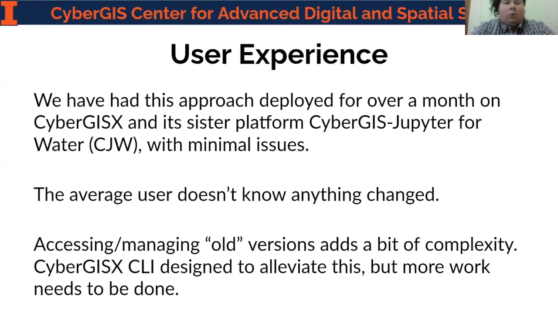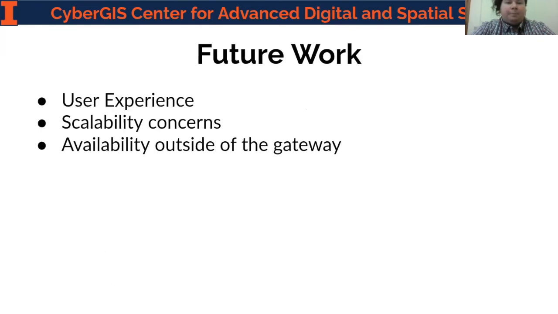Accessing and managing the old versions of kernels adds a little bit of complexity. This is because as we release more and more versions of kernels, it's overwhelming to make them all available to users in the dropdown. So we've decided for now to provide the current versions of kernels, which always point to the latest release by default. And then we wrote a CyberGIS command line interface, which allows users to install versions of kernels with a single command. And then they just have to switch the notebook's kernel in the Jupyter UI. But we're doing a little bit more work to make that happen automatically in the background.